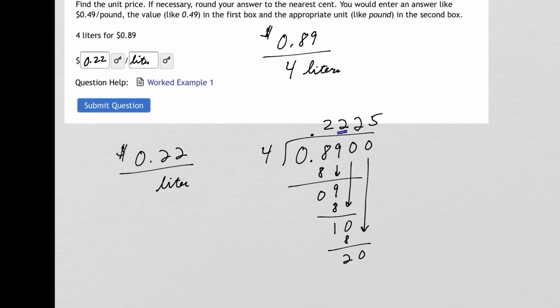All right, great. So that was an overview of ratios, rates, and unit prices, which are nothing more than unit rates, but it's a price per unit. Okay, the next topic I want to talk about, the next section, is proportions, solving proportions.